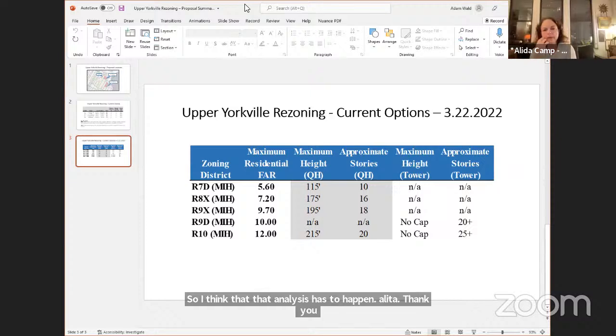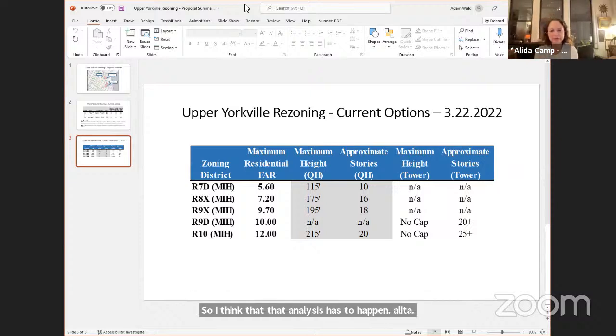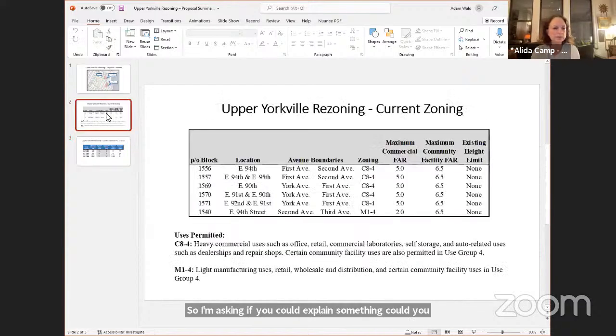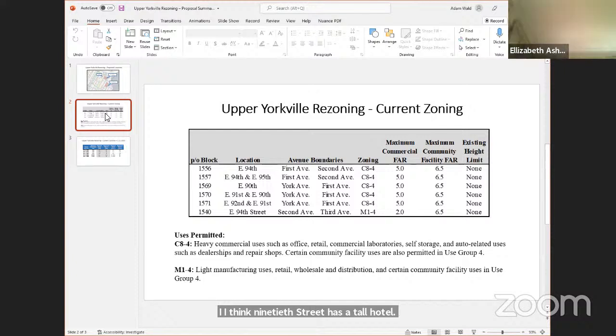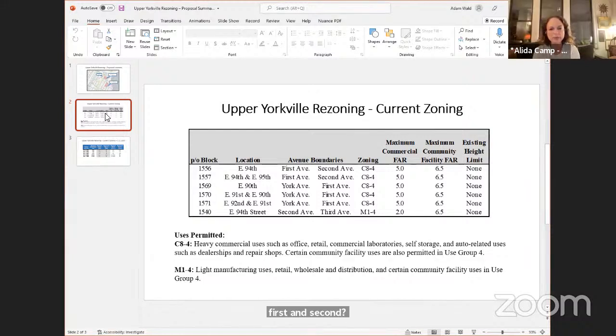Thank you. Adam, I know that you are concerned about zoning issues and affordable housing, and I give you a lot of credit for that. So I'm asking if you could explain something. Could you put the slide up, the second slide, please, with the different blocks? Because there's something I really don't understand. On these streets, I think 90th Street has a tall hotel. Are the streets between York and First or First and Second, the residential ones, R8B zoned?